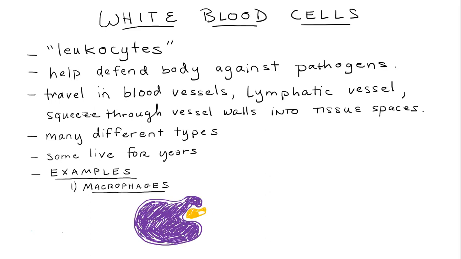There you have a yellow bacterial cell. And the giant purple macrophage is swallowing up the bacterial cell and will digest its components in the lysosome of the macrophage. So that's one type of white blood cell.